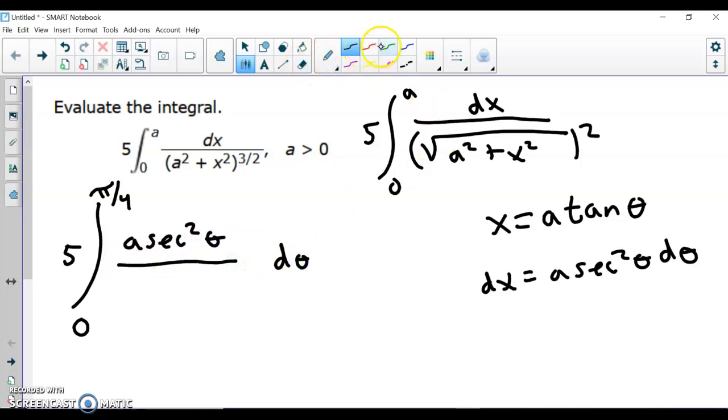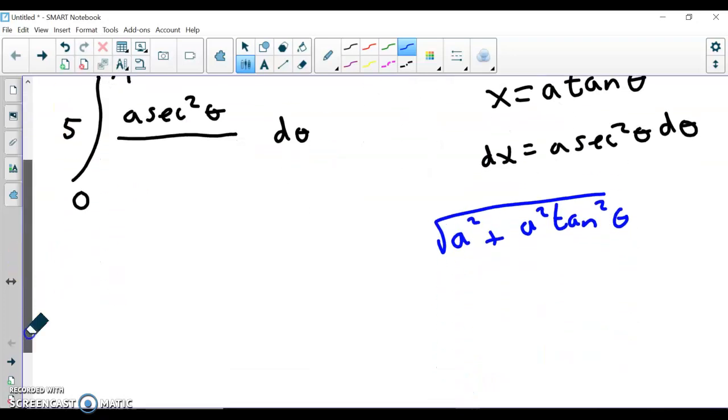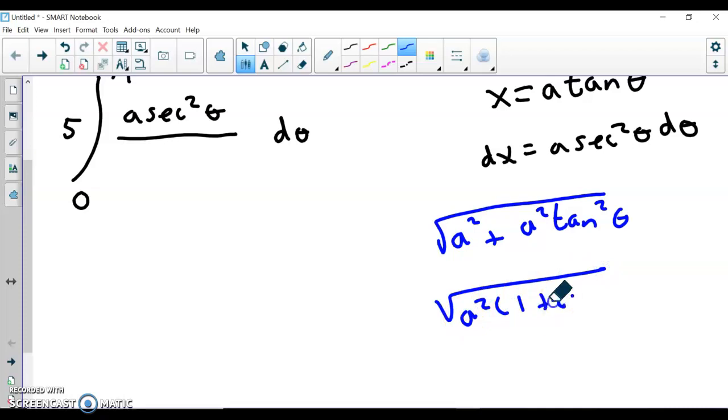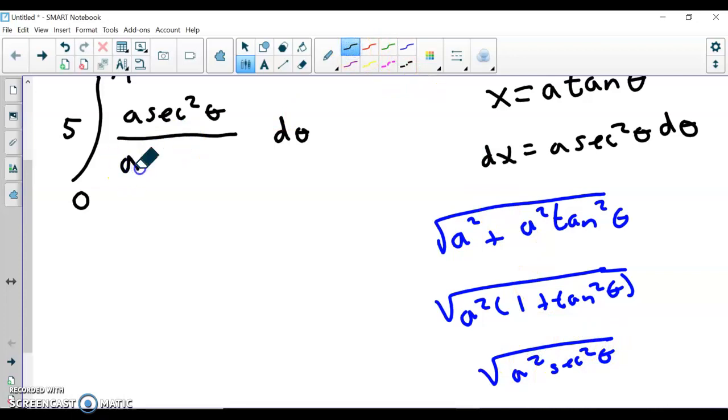And if you look at what's going to come out of the bottom here, right, we've got a squared plus, when we square x, here's x, a squared tangent squared theta. And you can pull out the a squared. That leaves us with 1 plus tangent squared theta. And you end up getting the square root of a squared, this is secant squared theta. So this whole bottom is just going to be a secant theta.